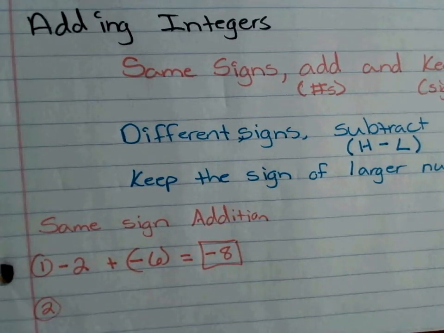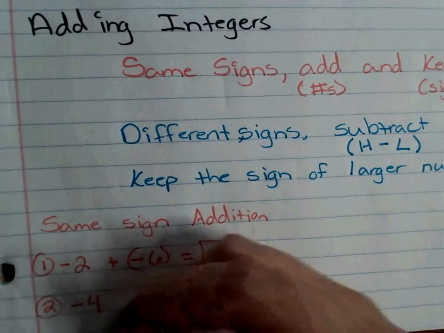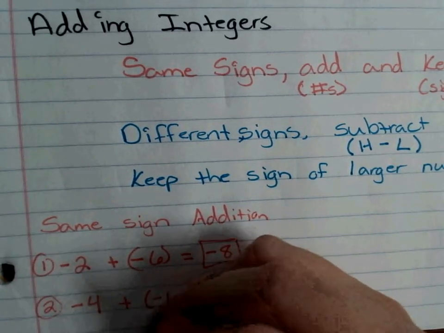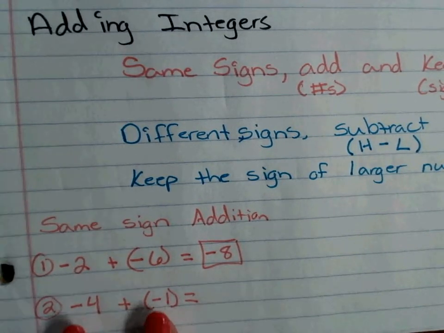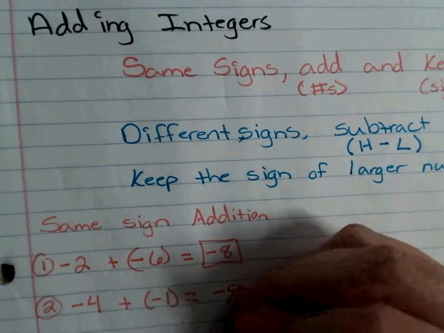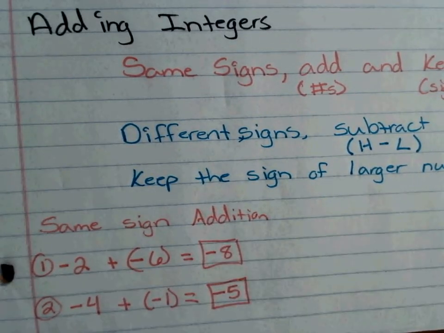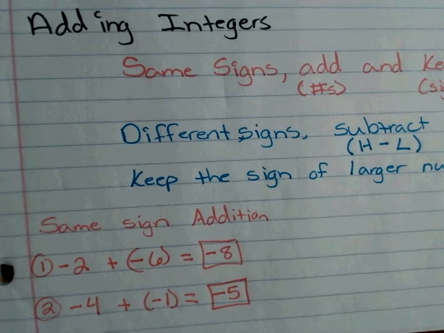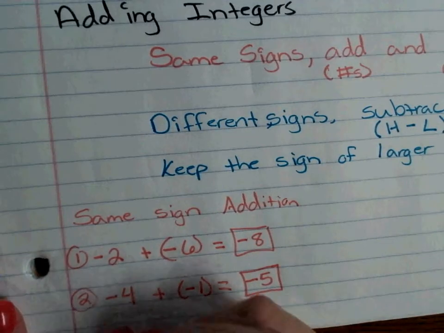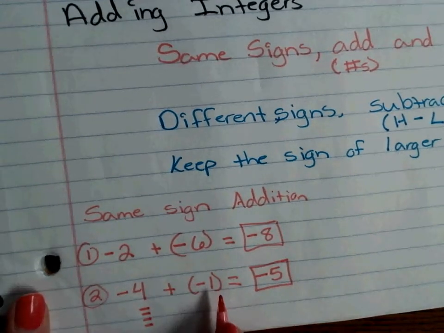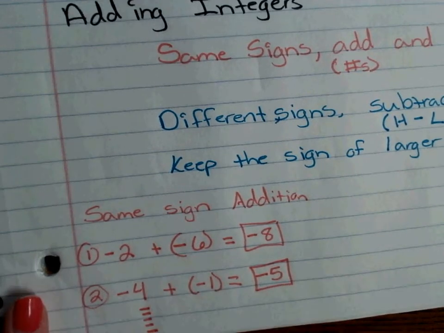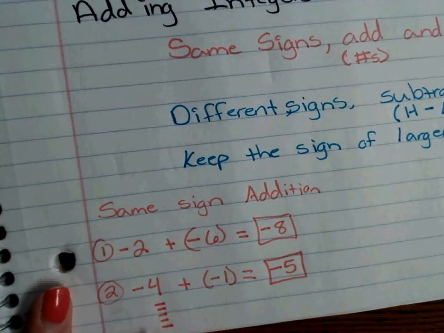If I say I've got -4 plus -1, again, I'm going to add the numbers together and keep the sign. So what is that going to give me? -5. If you need to see it visually, you could also just draw a bunch of negative signs. You could draw 4 negative signs, 1, 2, 3, 4. And then now I want to add another negative sign to it. So I'm going to add another negative sign to it. How many negative signs do I now have? 5 negative signs. Okay?